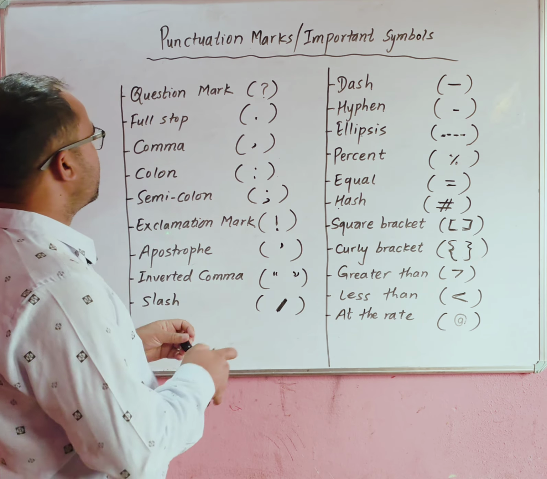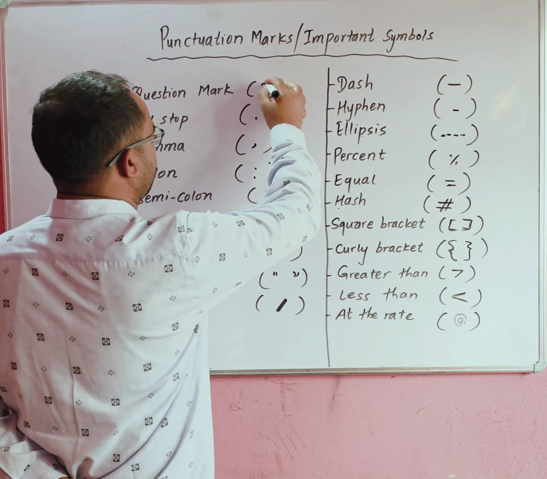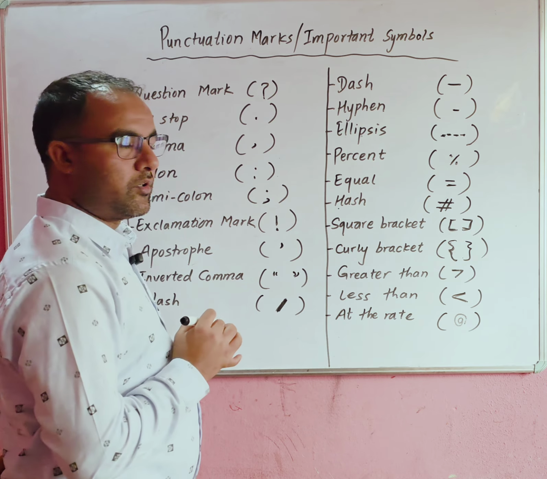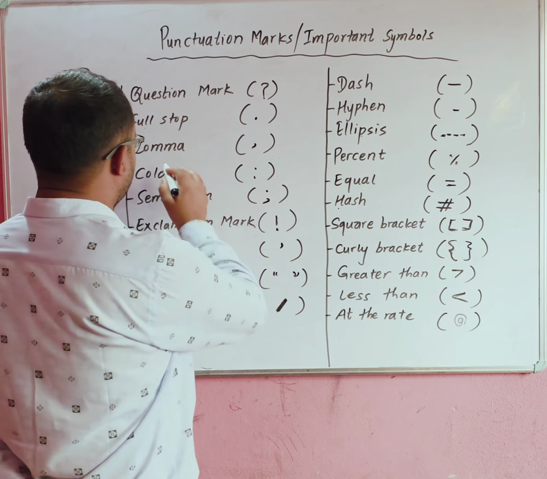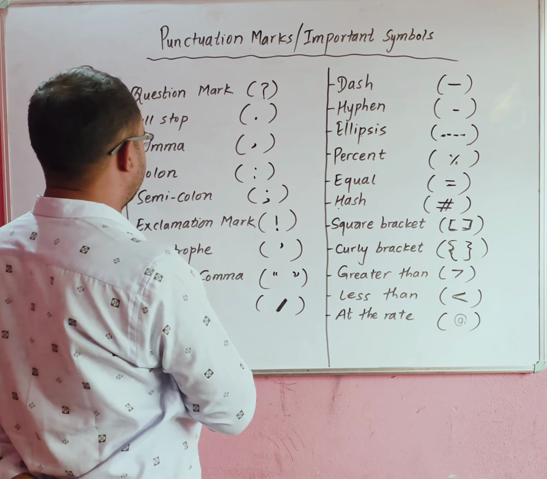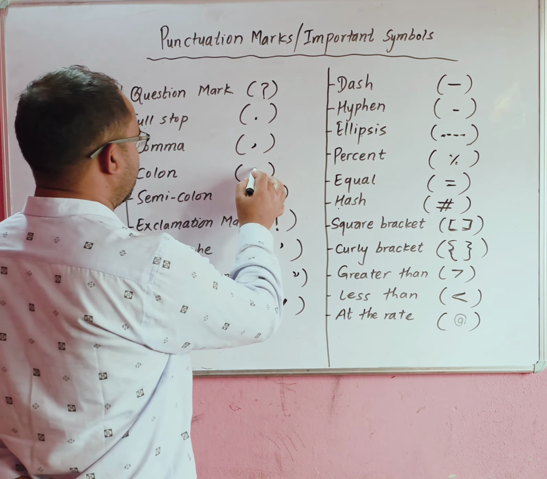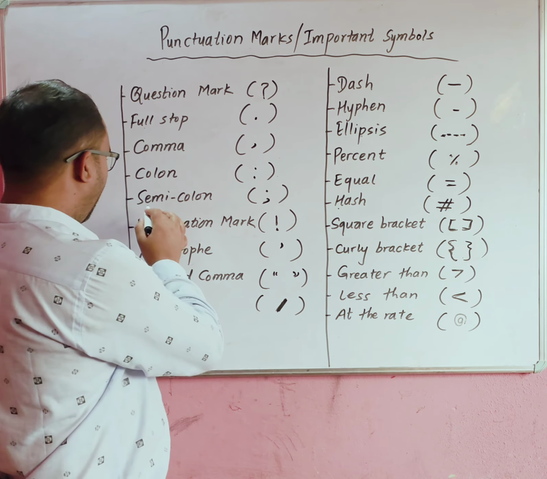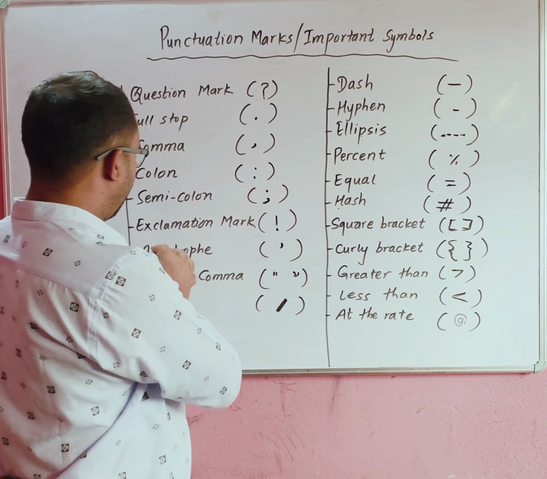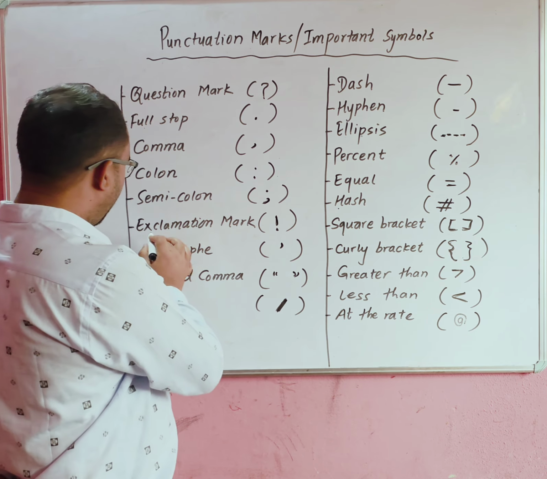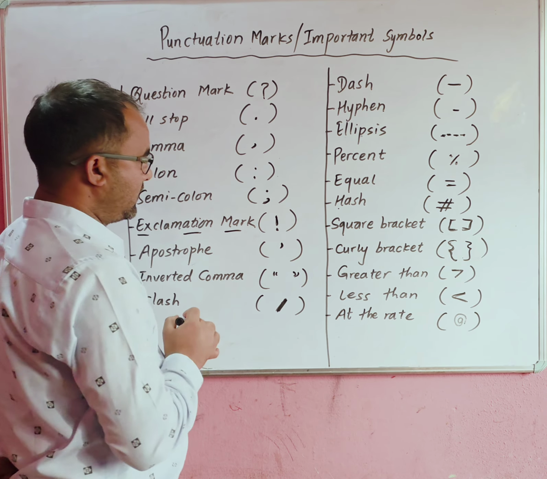Look here. Question mark. This is a question mark. Full stop. Look here, full stop. Comma. Look here, comma. Colon. This is said colon. Or this is semicolon. Semicolon. Look here. And this mark is said exclamation mark.